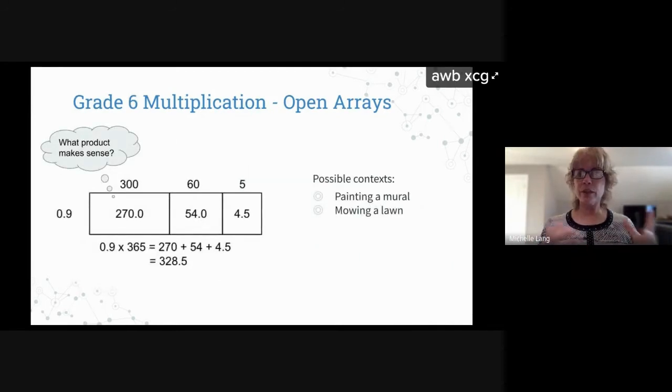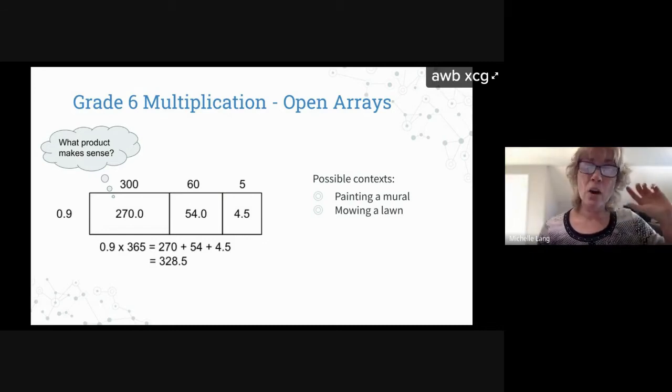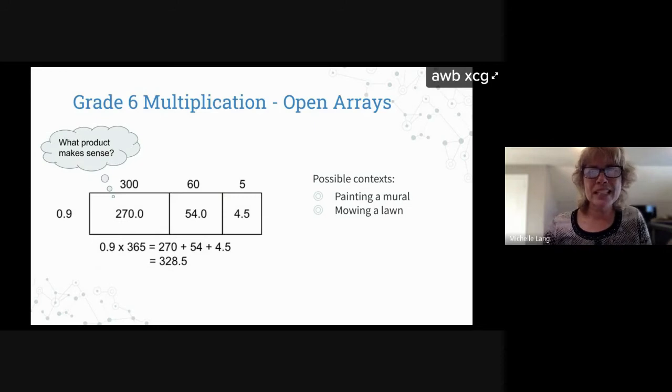Grade 6, we're continuing with that idea of open arrays, but the big difference for grade 6 is now we're multiplying by tenths. And we don't want to jump to some trick where we say, oh, you just count, but what we do want is to have students think. So in this particular array, we can see that if I multiply 300 by 9, I get 2,700. So I can ignore the decimal for the sake of multiplying, but now I have to actually think about what makes sense. So 300 times 9 is 2,700, but I don't have 9.